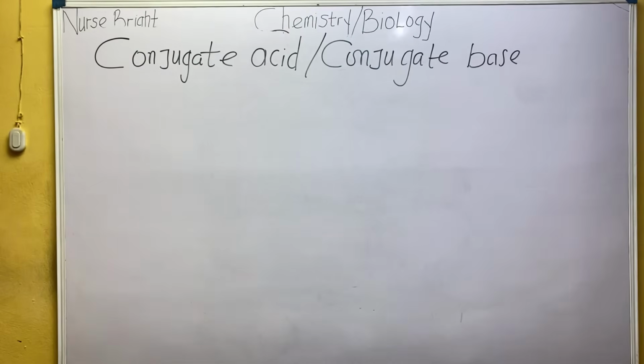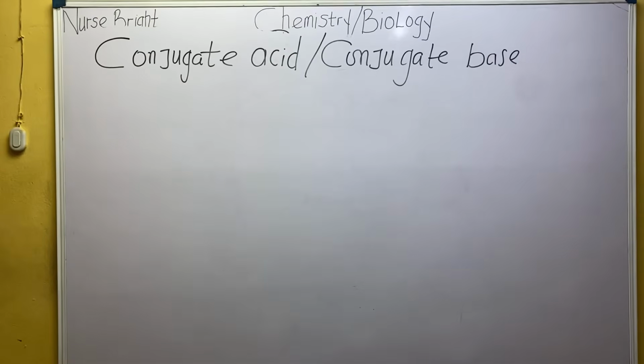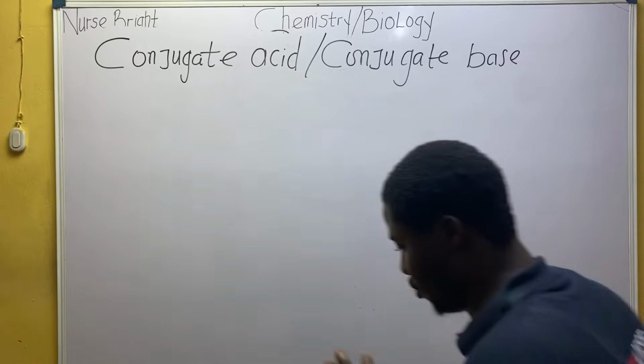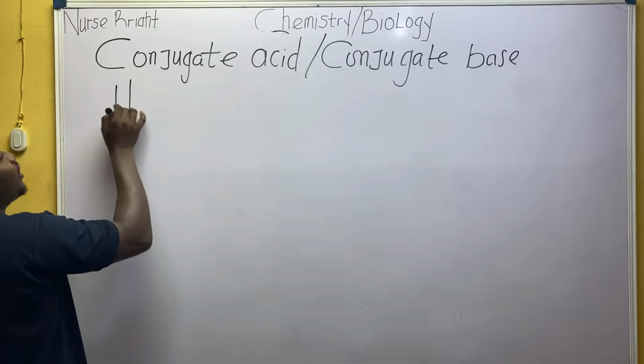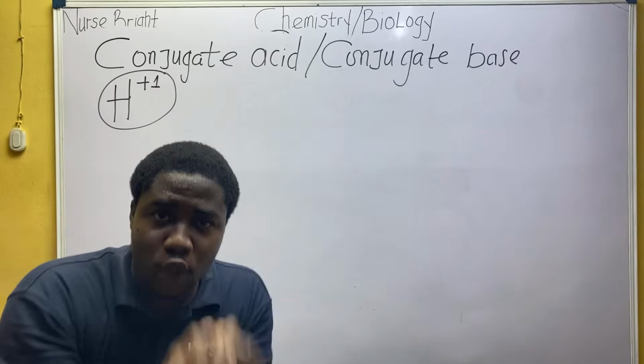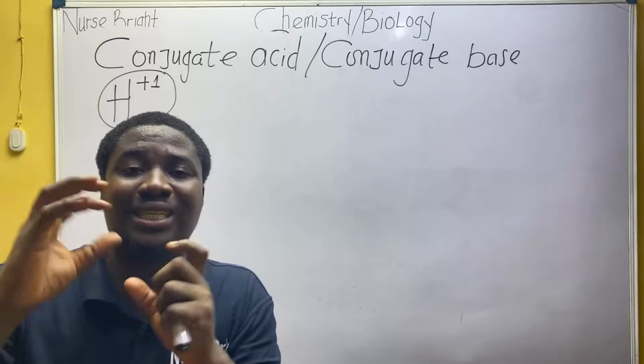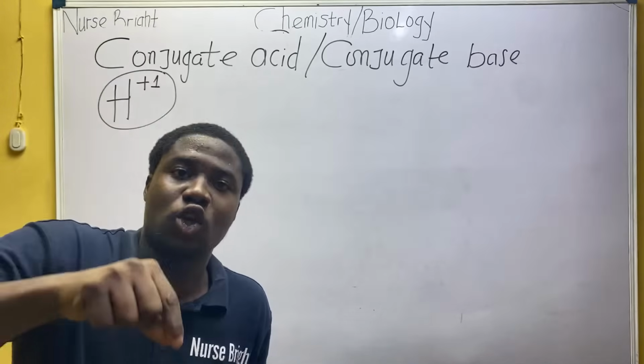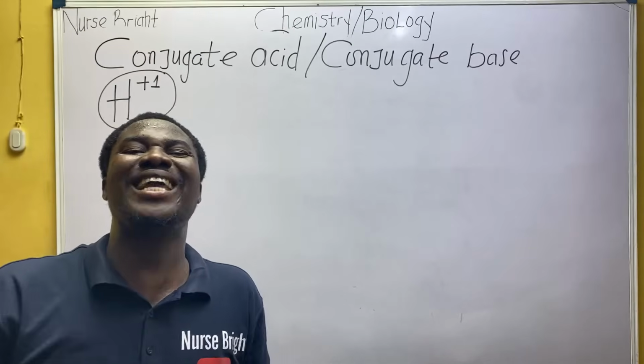When an acid donates a proton, I'm coming to explain what a proton is. When an acid donates a proton, the remaining species in that acid is what we call the conjugate base. Relax. This proton we are talking about is the hydrogen ion. You may not have known this before, but know it from today, because these are likely questions.